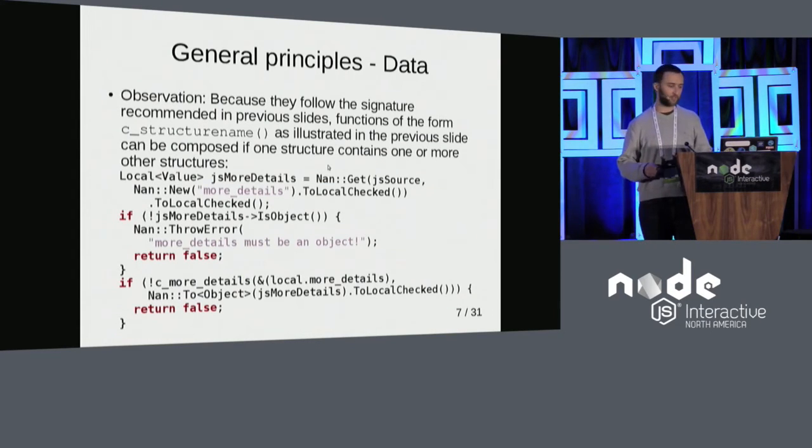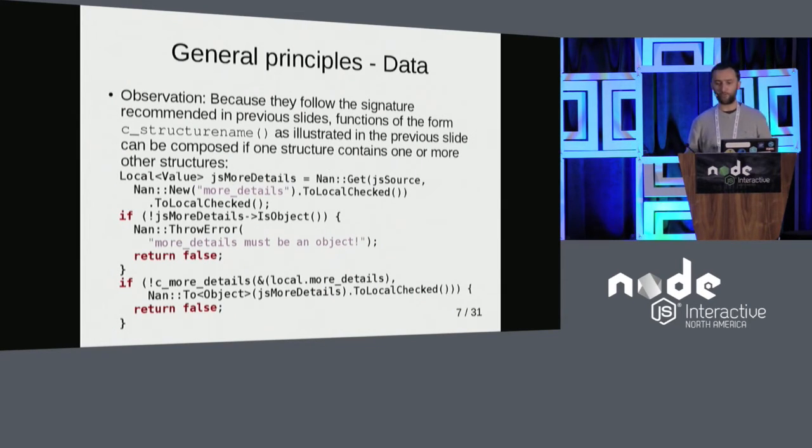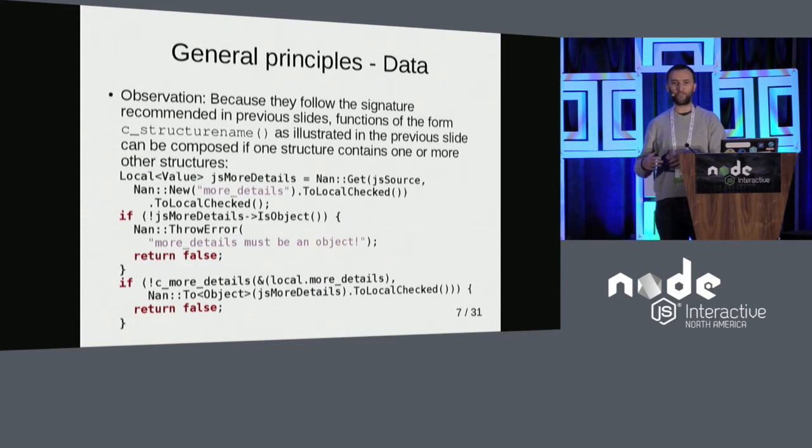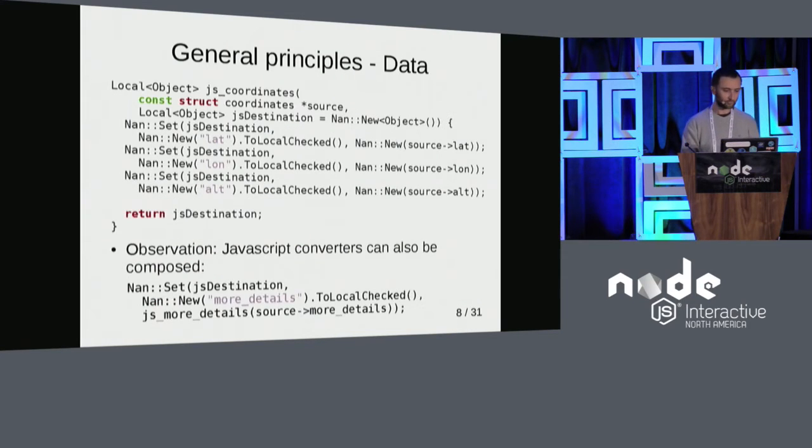So as you can see, these converters that I showed you follow the same signature. And because they do that, you can composite them. If one structure contains another structure, then you can call the function which converts the inner structure, and if there's an error, because it returned false, you can just return false. You don't need to throw the exception again, because you know that the exception was thrown at the point where the validation failed. So that's also another good idea. If you get returned false, don't assume that you now have to throw an exception. Throw it immediately as soon as something fails.